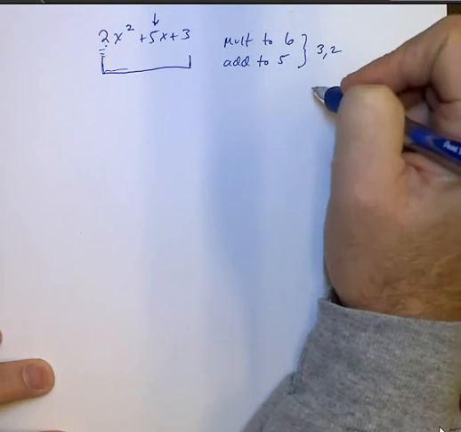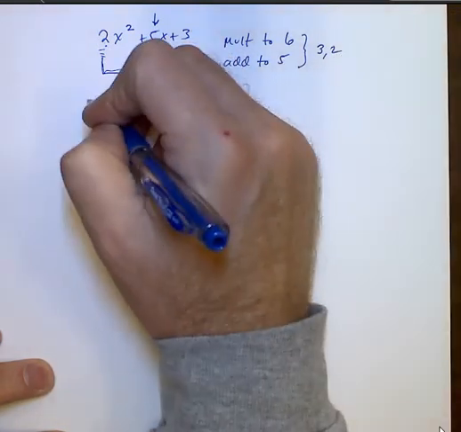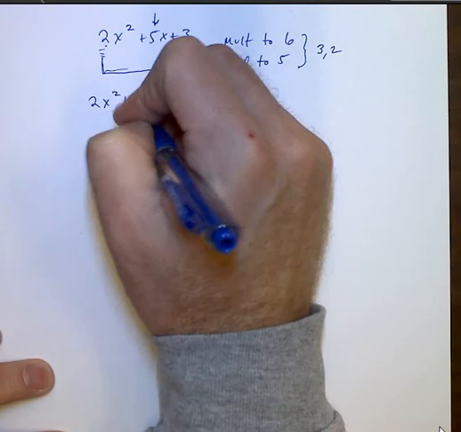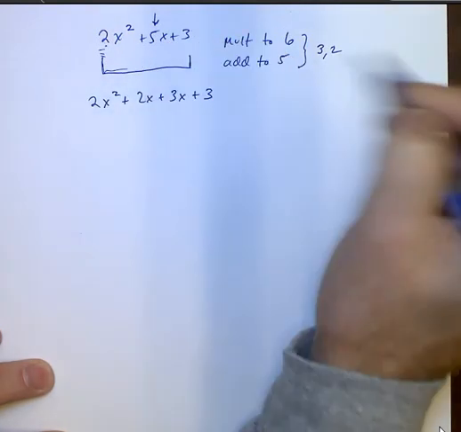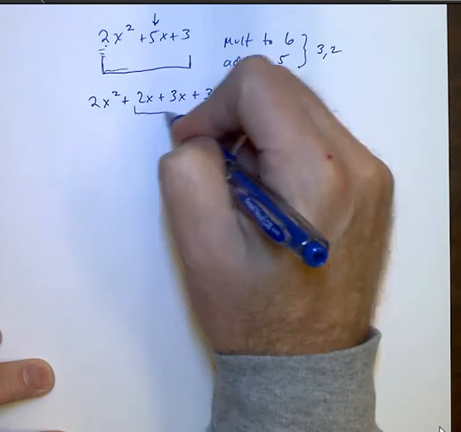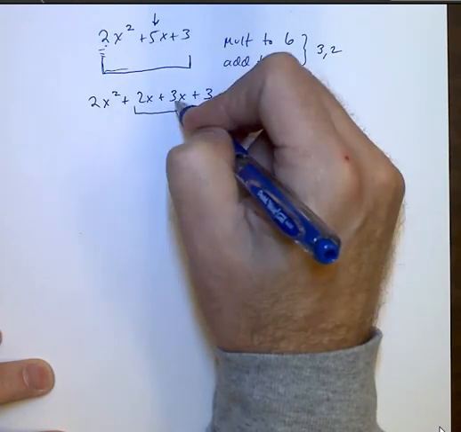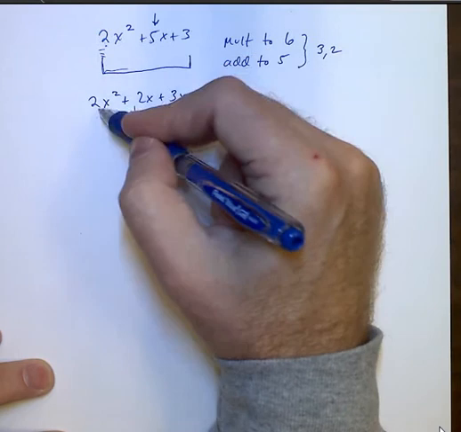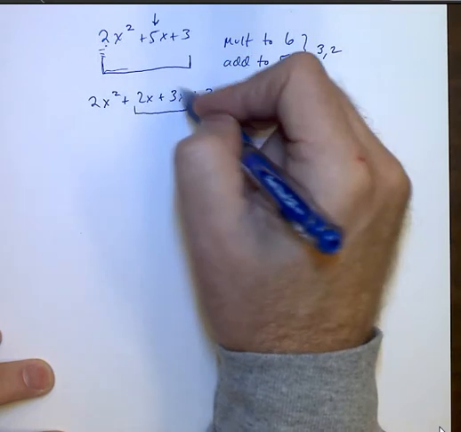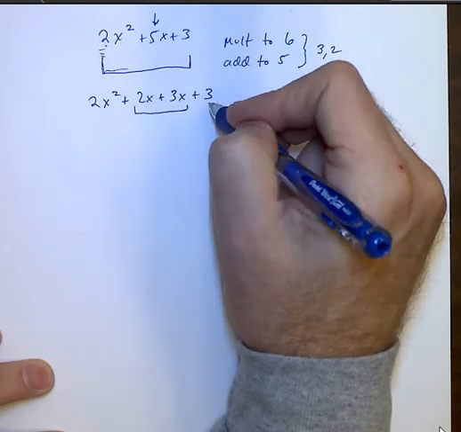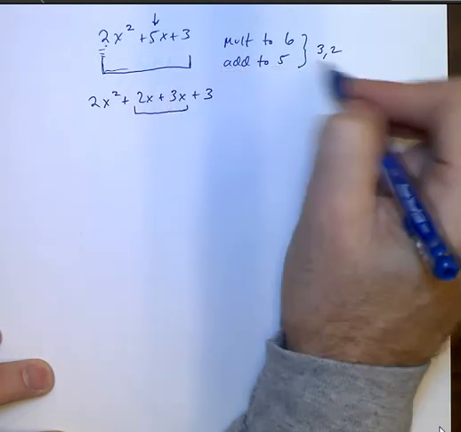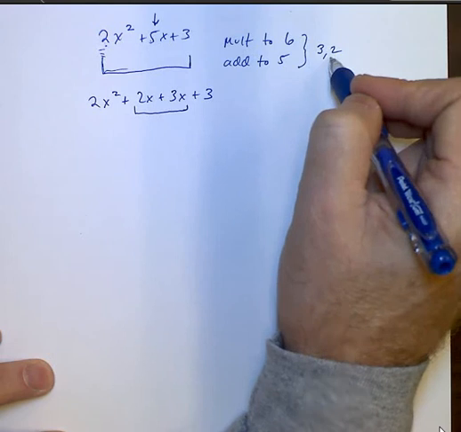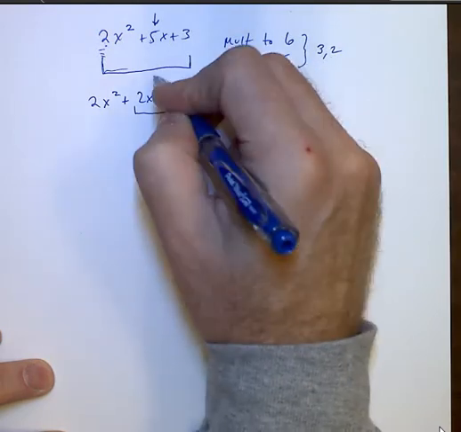Now what we need to do is rewrite the middle term using those two numbers. I haven't changed the problem. Okay, 2x and 3x is 5x. We're still 2x squared plus 5x plus 3. Okay, we just opened up the middle term, which is 5x, based on the two numbers, the 2 and the 3 that we came up with. We split the problem in half.